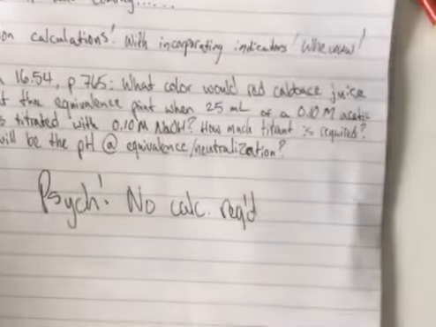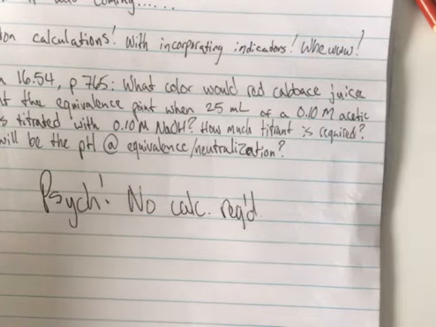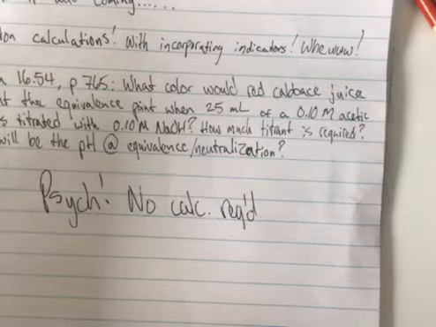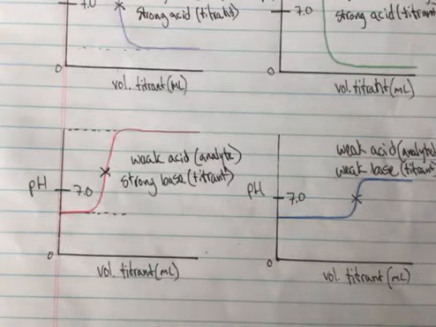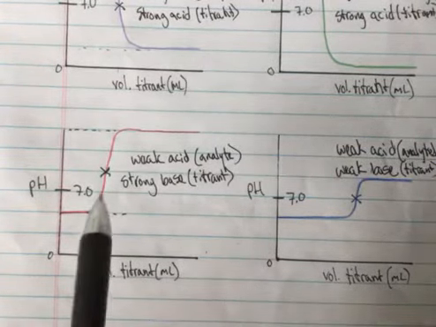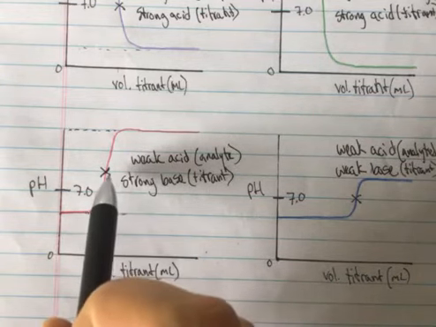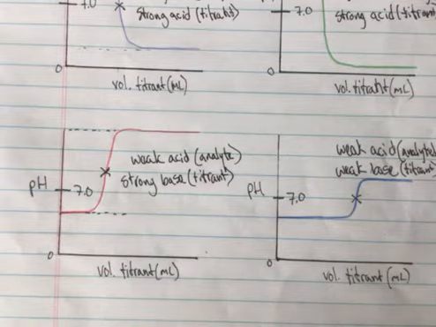So that would look like, if you were to do your titration curve, it should look something like this. You're taking a weak acid, like acetic acid, and you're titrating it with a strong base like NaOH. So that equivalence point is going to be somewhere just north of pH 7.